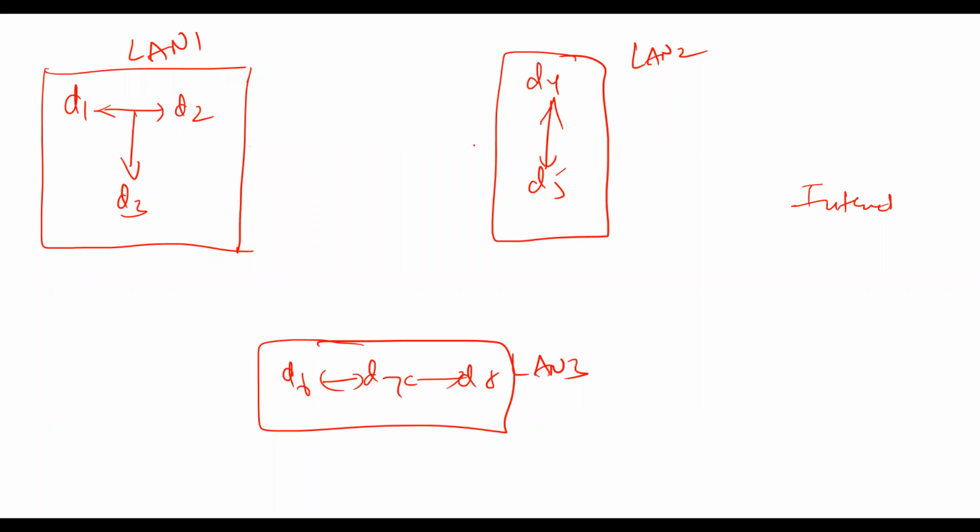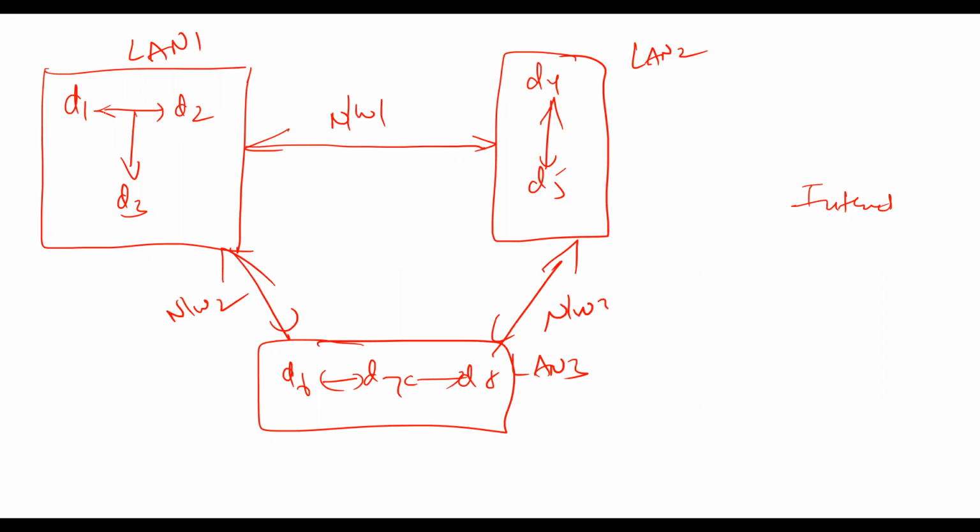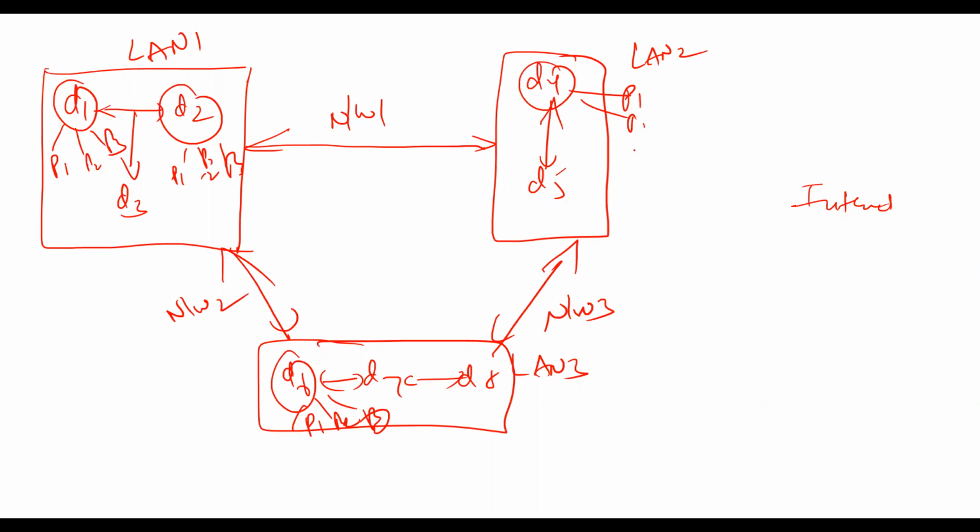For connecting this is called network 1. To connect this is called network 2. To connect this is called network 3. Again, device 1 contains multiple processes P1, P2, P3. Device 2 also contains multiple processes P1, P2, and P3. In the same way, device 6 and device 4 also contain multiple processes P1, P2, P3.